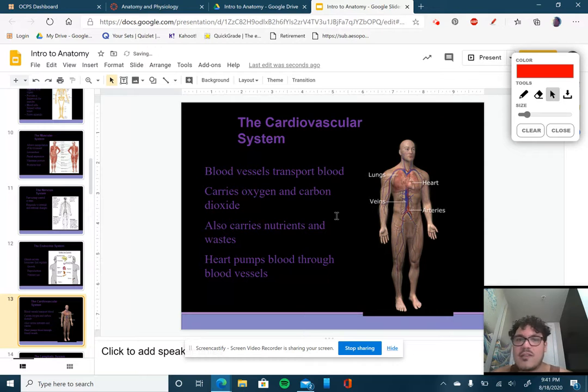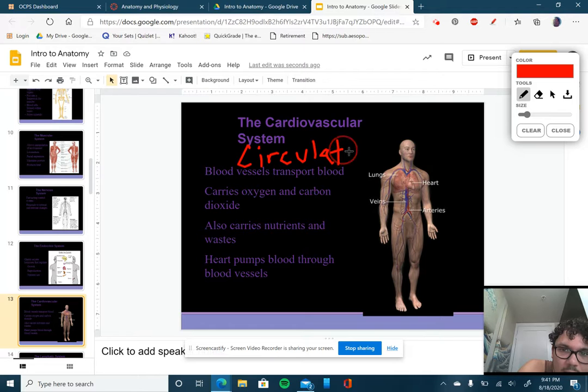Next, cardiovascular system. This is all about the heart, right? I'm gonna actually write under this for us. I'm gonna write down, a little sloppy, but it's okay. Circulatory.